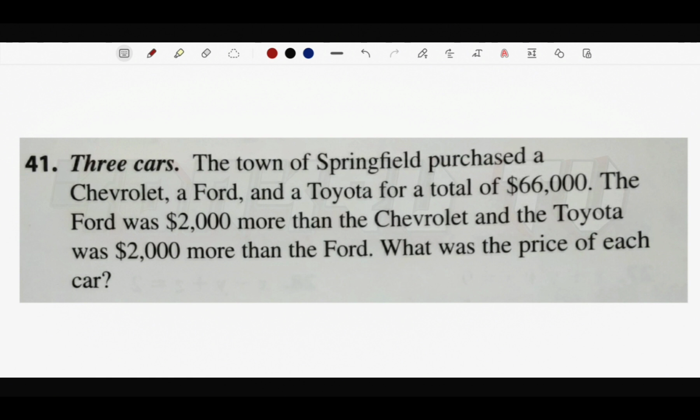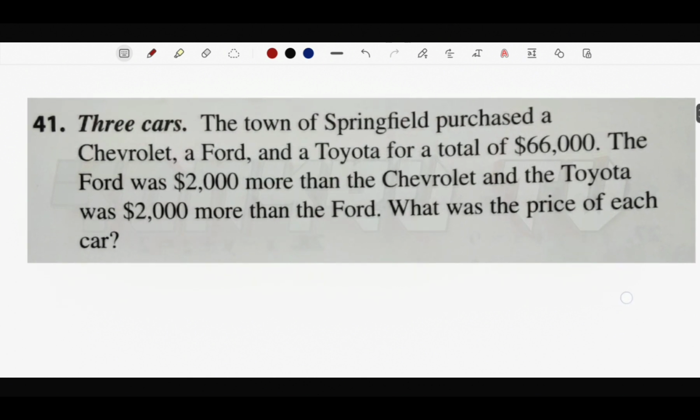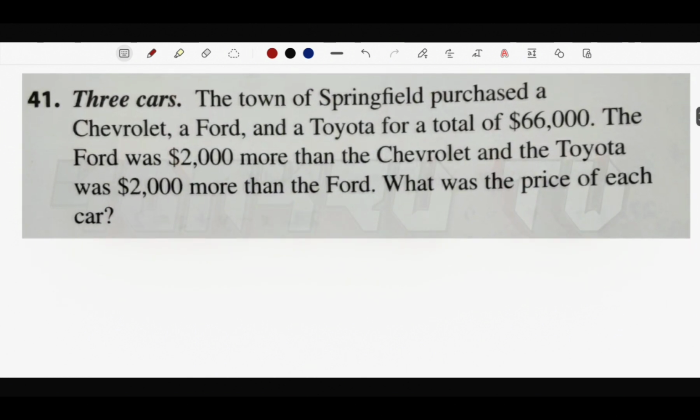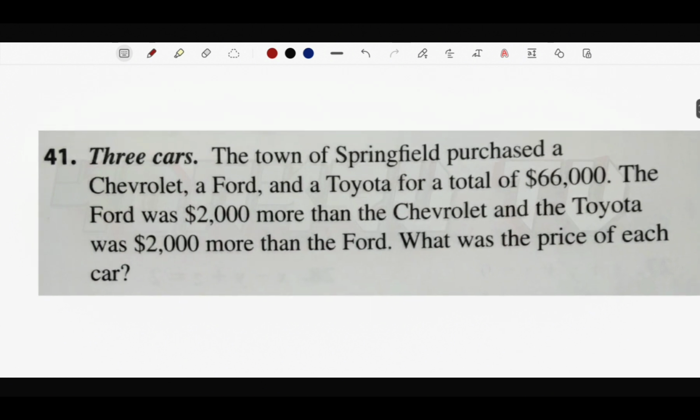Sa video na ito, aaralin natin ang simultaneous equations word problems. Okay? So meron tayong example dito: The town of Springfield purchased a Chevrolet, a Ford, and a Toyota for a total of $66,000. The Ford was $2,000 more than the Chevrolet, and the Toyota was $2,000 more than Ford. What was the price of each car?